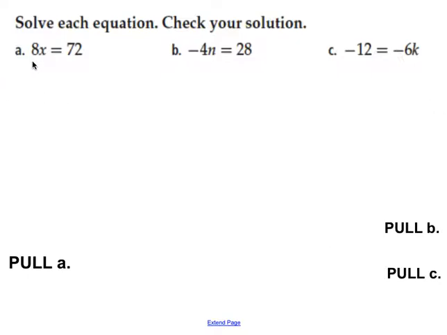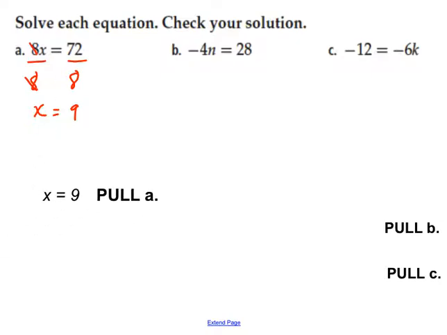The first one, letter A, we have 8x equals 72. So x is being multiplied by 8. So to undo that multiplication, you want to use division. So on both sides, we want to divide by 8. And remember, those 8's will cancel. So we're left with x equal to 9. 72 divided by 8 is 9, and hopefully we got the right answer. There we go. So there's letter A.